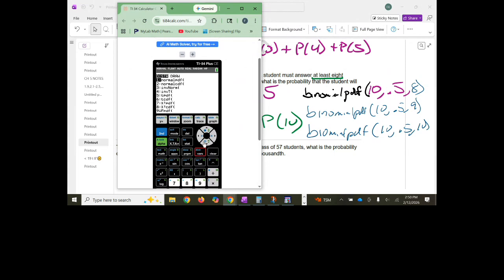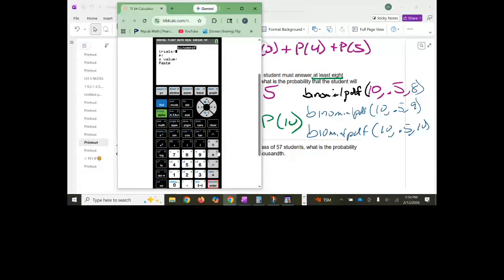Second in VARs. We're going to scroll down, Charlie Browns. Here's my binomial PDF. I'm going to hit enter. Okay, we got 10 questions. Boom. My p-value, 0.5. Boom. My x value is an 8. Okay, we're going to go paste. Boom. And then, y'all, I'm going to go plus.